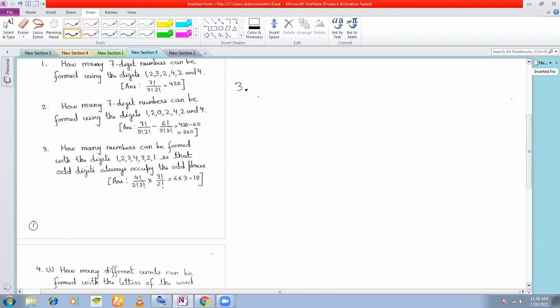So the next problem is, how many numbers can be formed with the digits given, so that the odd digits occupy the odd places? 7 digits are given, and some are repeated also, I can see. So let's write down the digits here. These are the given digits.